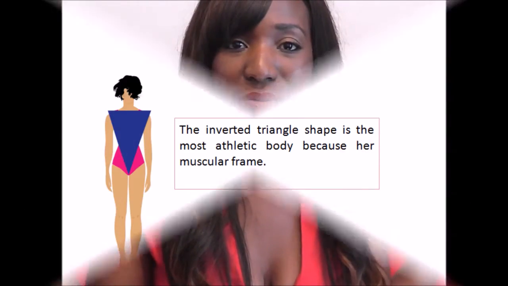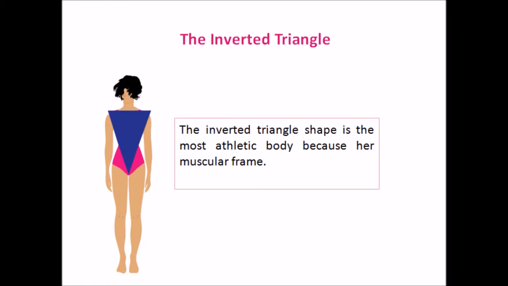The inverted triangle is the opposite of the pear. The pear, where she's broader on the hips and bum, the inverted triangle is broader on the shoulders and top. So, broad shoulders, as I say, great arms, average or full bust, undefined waist, and narrow hips.